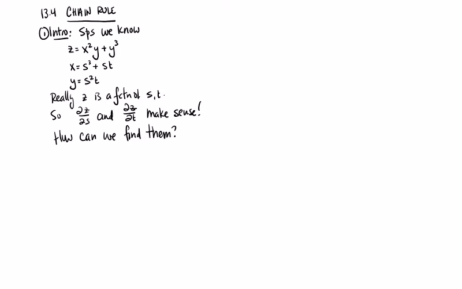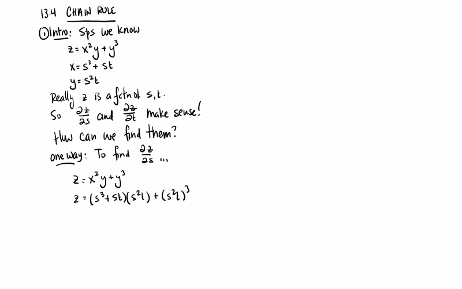So one way, which is not the way we want to do it because it sort of avoids learning something new, which will be useful, but it's not wrong in this case, but I just want to illustrate it in case it crops up, is suppose you wanted to find, say, partial z, partial s. What you could do is take your z and literally just fill in x and y. So x is s cubed plus st, y is s squared t, and you could then just do partial z, partial s. There's nothing mathematically wrong with this. However, there's another way.